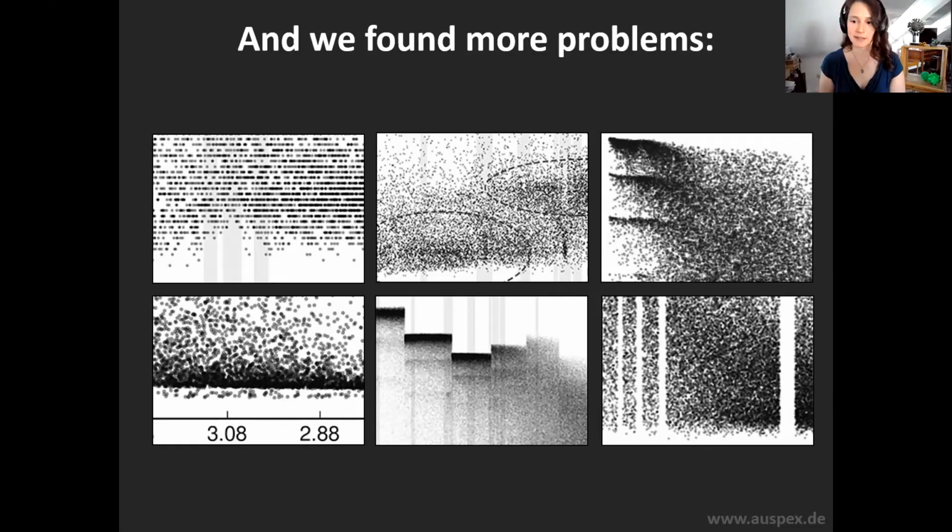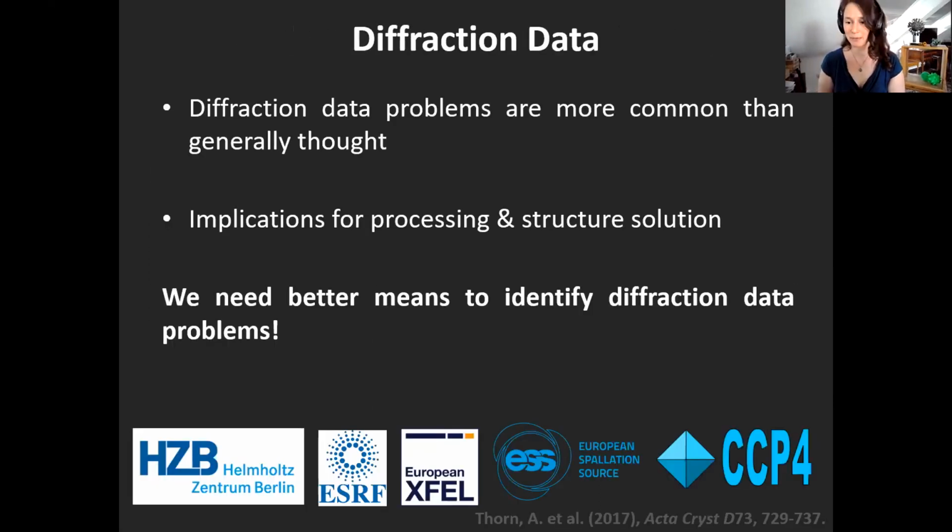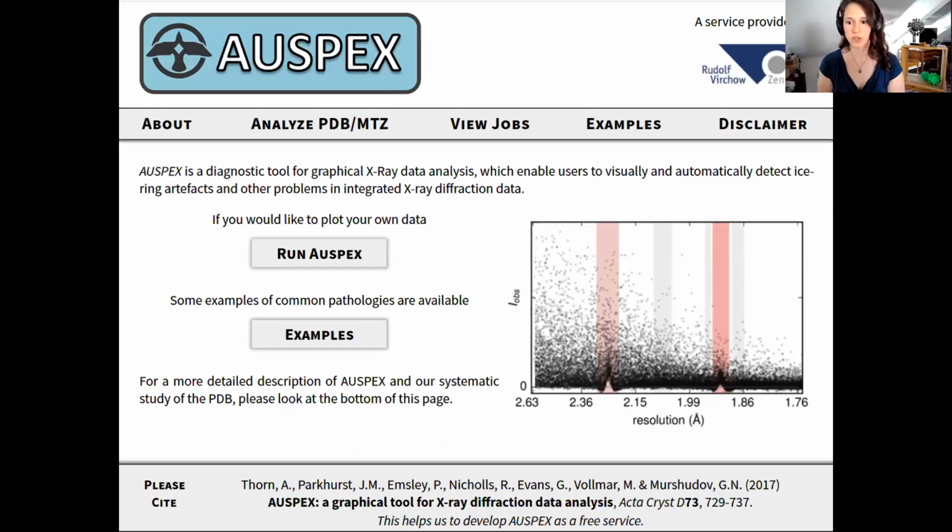And so now we're having a big collaboration, and that's actually the larger of the two grants, in which we are analyzing how common certain diffraction data problems are, what the implications for processing and structure solutions might be, and how we can have better automatic identification. And we do all of this under the frame of a program called Auspex, which also has a web server, but is also available from CCP4. And you can find it under auspex.de.